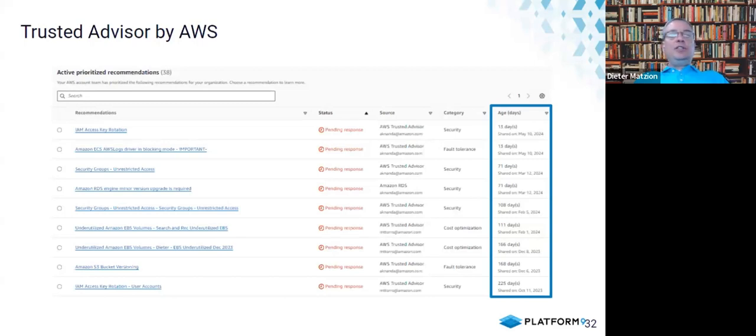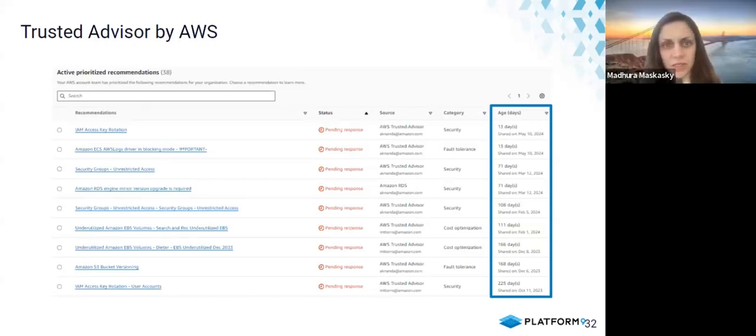Again, the tabular nature of this user interface is great, but it doesn't give me ownership. This one doesn't even give me a dollar value, even though AWS would be in a fantastic position to accurately calculate the dollar value of these opportunities. I think one question I have, Peter, is this a paid tool from AWS or is it part of their free offering?